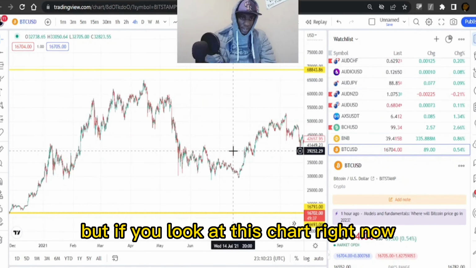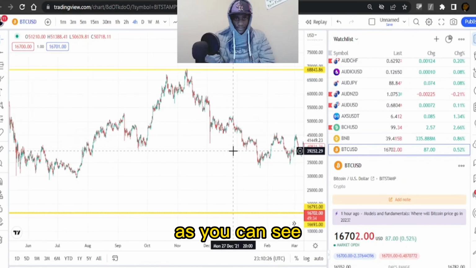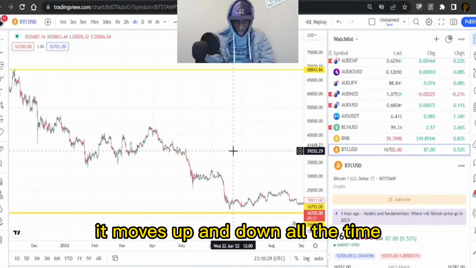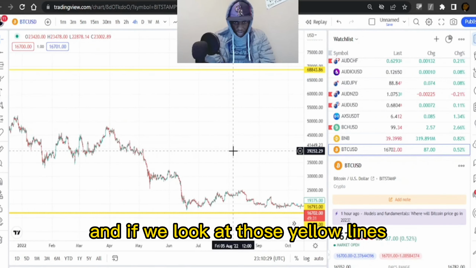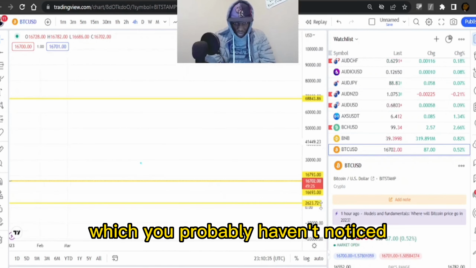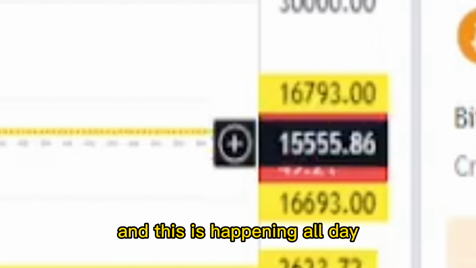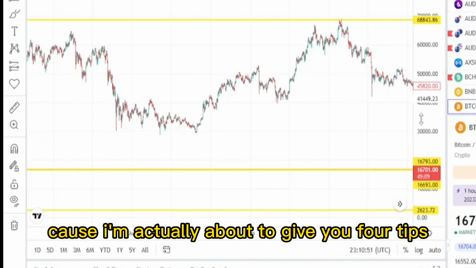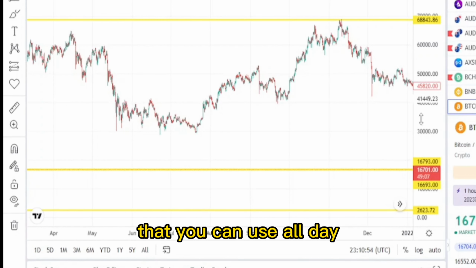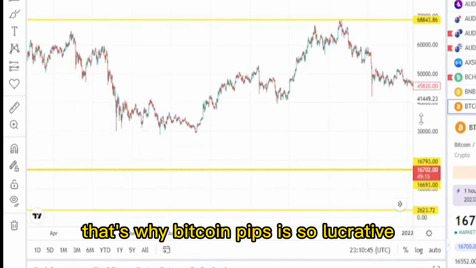But if you look at this chart right now, this bear Bitcoin chart, as you can see, it moves up and down all the time. And if we look at those yellow lines, which you probably haven't noticed, it's actually just this small. This is a 100 pip movement. And this is happening all day, because I'm actually about to give you 4 tips that you can use all day. That's why Bitcoin pips is so lucrative.